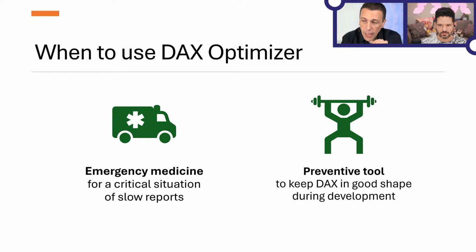Of course, we suggest using this as a preventive tool, but you can also use it as an emergency tool. It's just that, at that point, it could be useful to go to the list of the measures where you have all the measures, and if you know which measure you use in the report, you try to match those. In the future, we will do something to make this process easier.